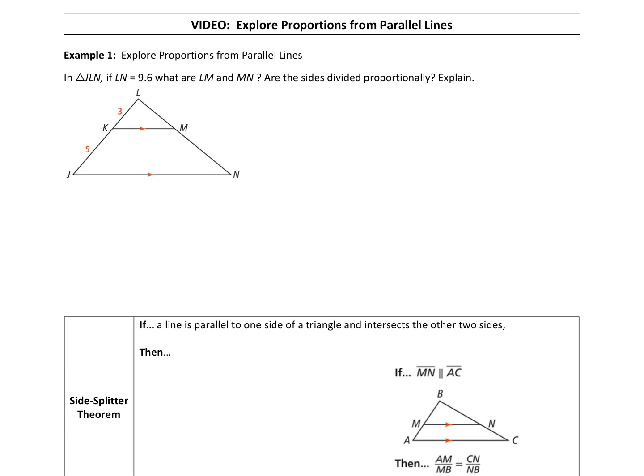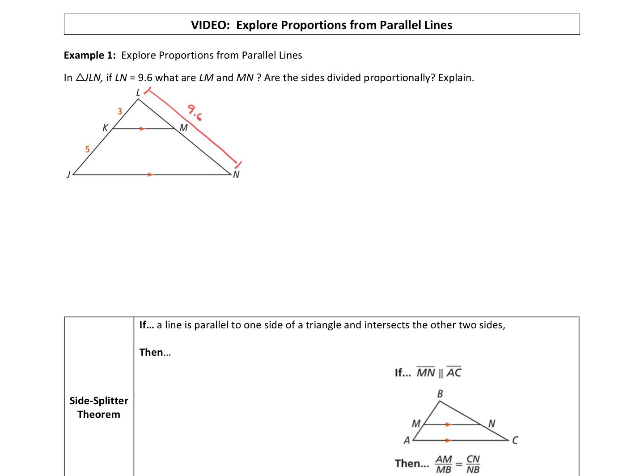So why don't we just start by labeling the triangle. We were told that segment LN is 9.6. LN is this whole segment right there, so we know that is 9.6. And we're being asked to find LM right here and MN. Are the sides divided proportionally, and explain?